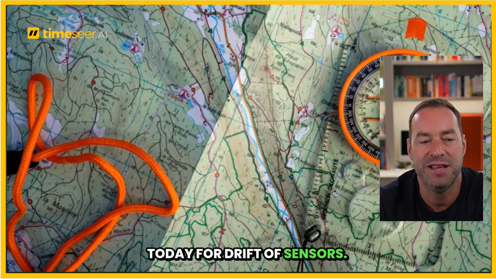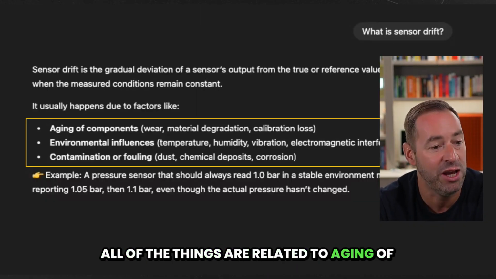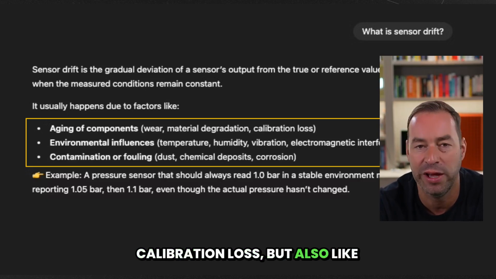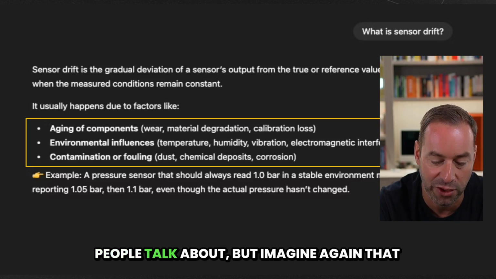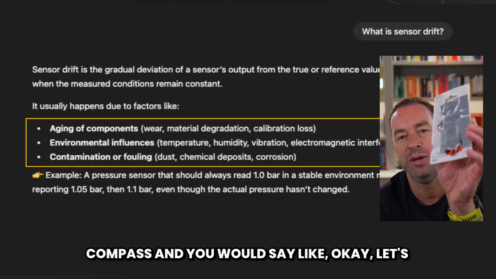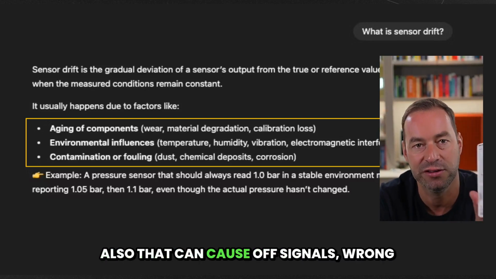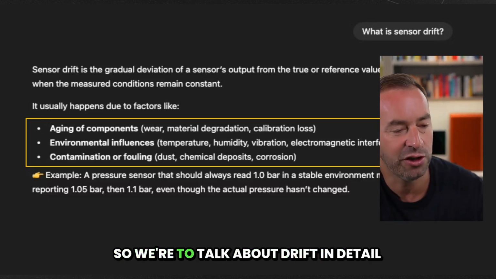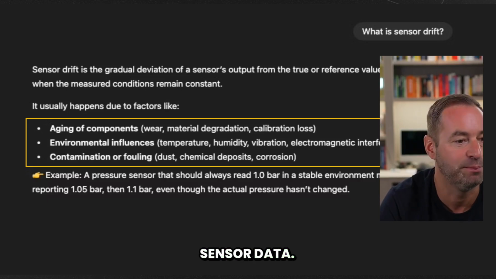For drift of sensors, what you see is why drift is happening. A lot of the causes are related to aging of the component, like wear, degradation, calibration loss, but also environmental losses. And something that not a lot of people talk about, but imagine again that compass, and you would say, okay, we have tampered with the compass and we used magnets. Also, that can cause off signals, wrong signals, and drift over time. So we're going to talk about drift in detail related to sensor data.